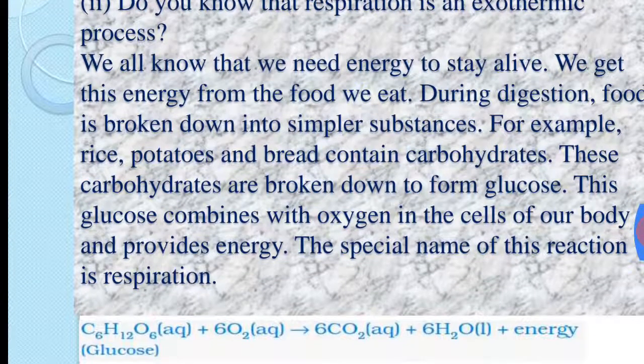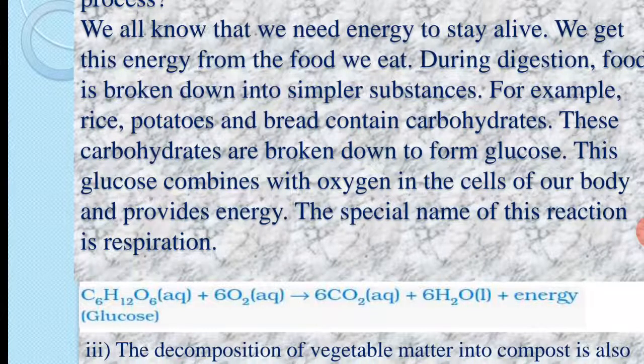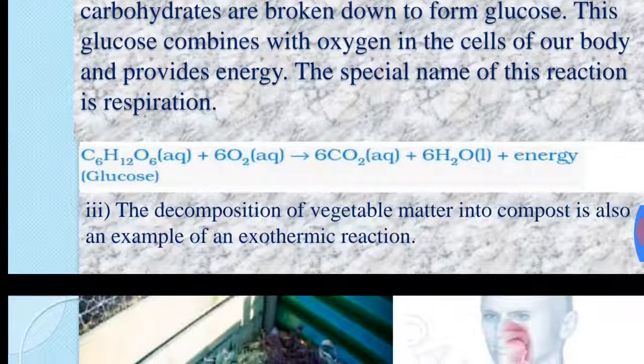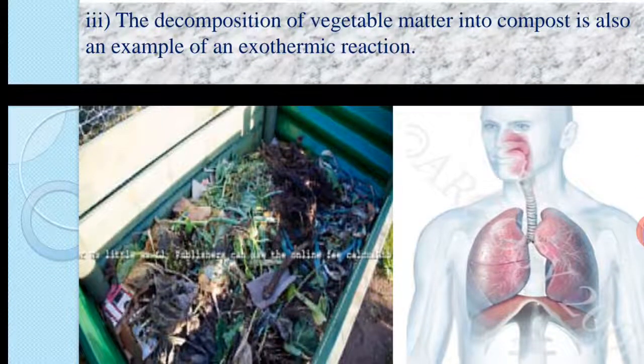For example, rice, potatoes, bread contain carbohydrates. These carbohydrates are broken down to form glucose. Glucose combines with oxygen in the cells and provides us energy. The following chemical reaction takes place. Combination reactions are generally exothermic reactions, that is, they give heat or energy.